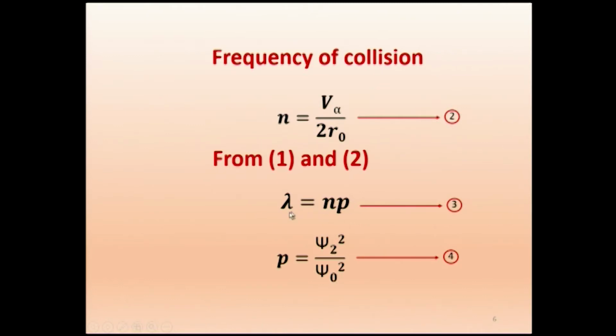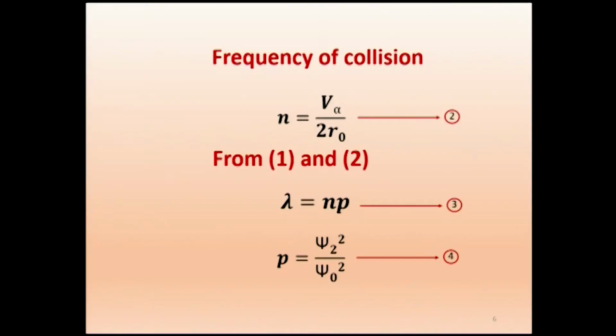Now, our aim is to obtain an expression for the decay constant, and here N is a physically known quantity, because the velocity of the alpha particle is known. How is it known? Because we know the kinetic energy with which it will emerge. Kinetic energy equals half m V alpha squared, so from that we can find V alpha. And r naught is the radius of the daughter nucleus, which is also physically known. What is not known is this P, the probability of decay.